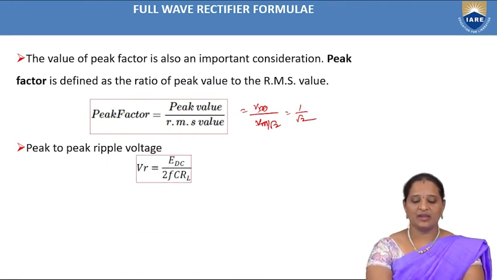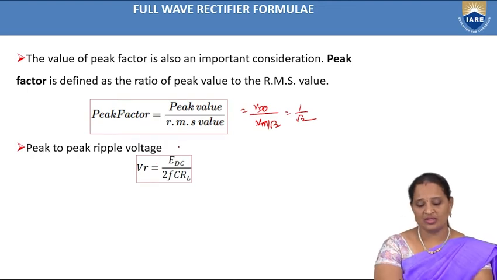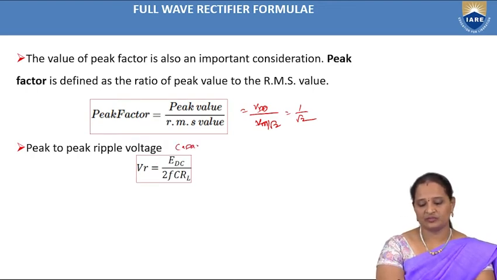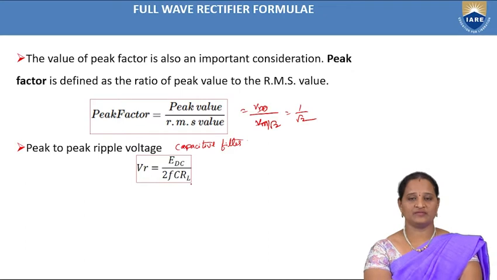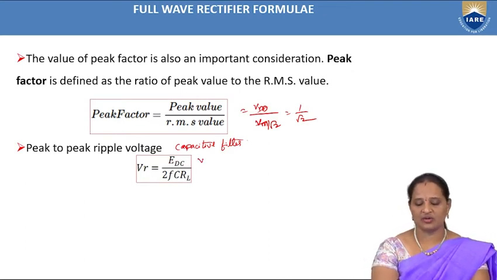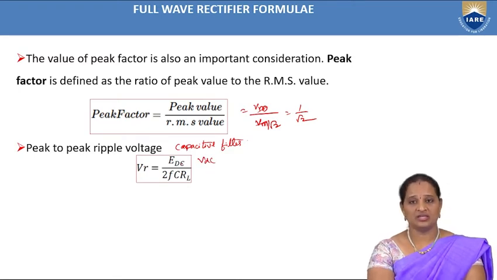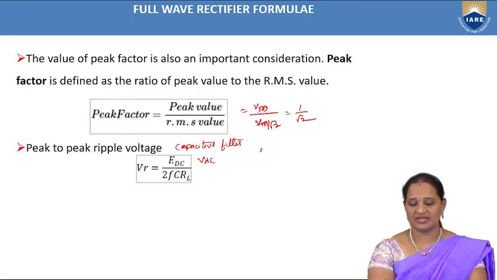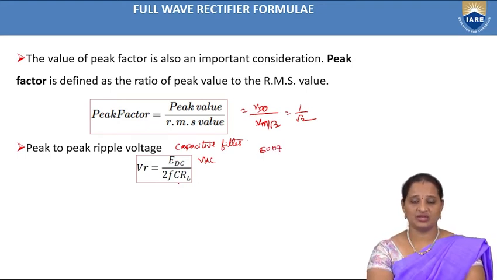So that is the peak to peak ripple voltage with the capacitive filter. With the capacitive filter, it is given by EDC divided by 2FC into RL. EDC, or else we can also write it as VDC. So EDC is nothing but the DC output voltage. F is the frequency of the input signal, which is basically 50 Hertz. C is the capacitance which we are using for the filter, and RL is the load resistance.